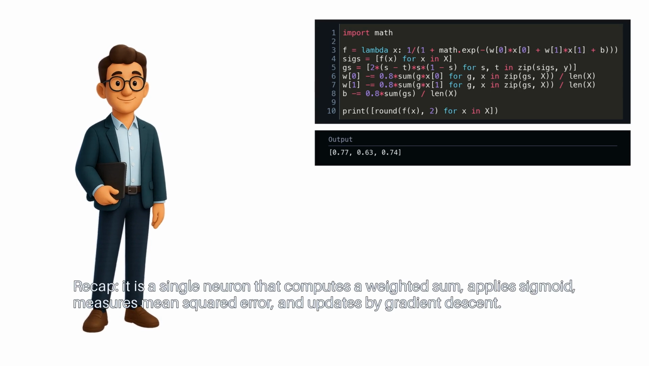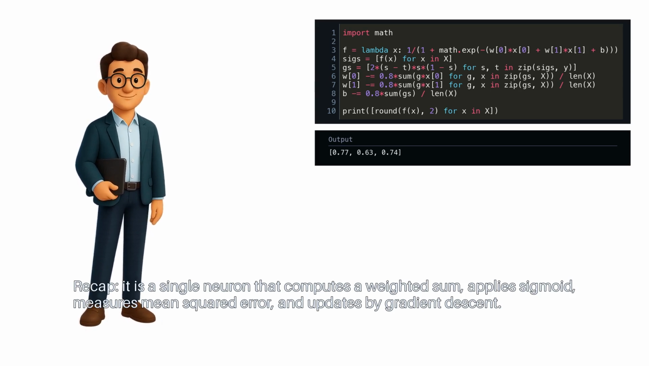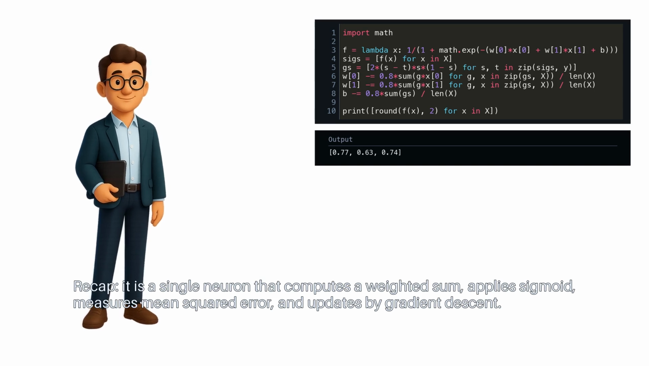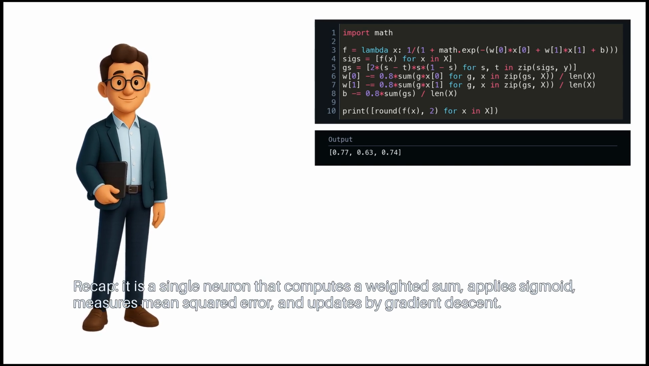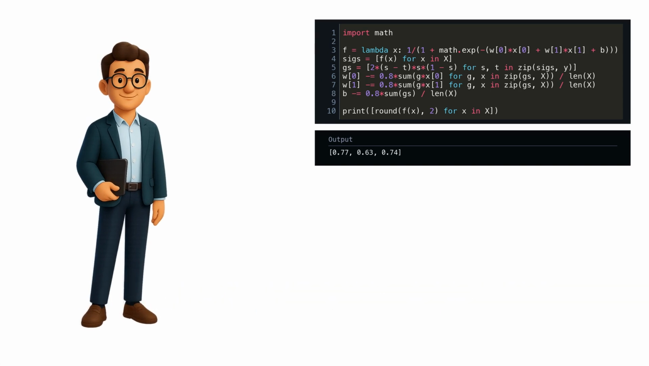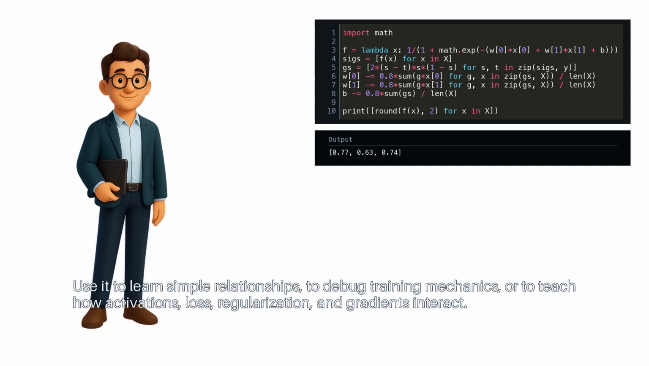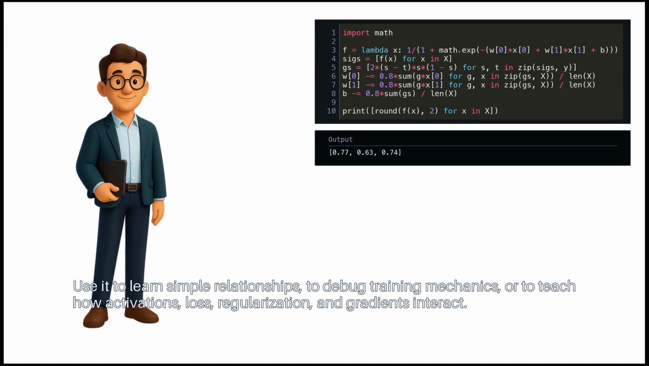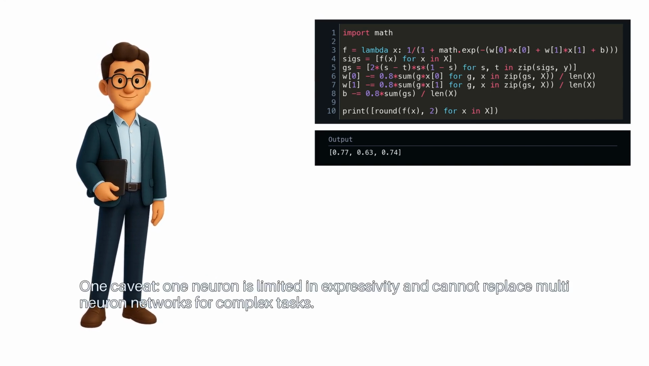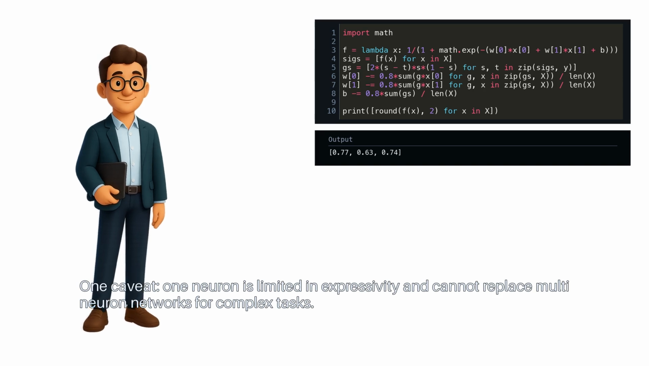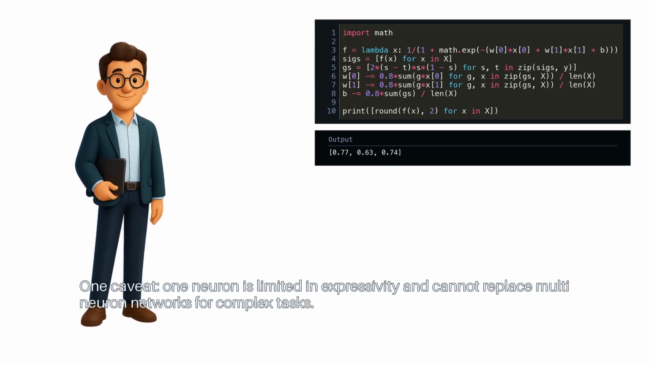Recap: it is a single neuron that computes a weighted sum, applies sigmoid, measures mean squared error, and updates by gradient descent. Use it to learn simple relationships, to debug training mechanics, or to teach how activations, loss, regularization, and gradients interact. One caveat: one neuron is limited in expressivity and cannot replace multi-neuron networks for complex tasks.